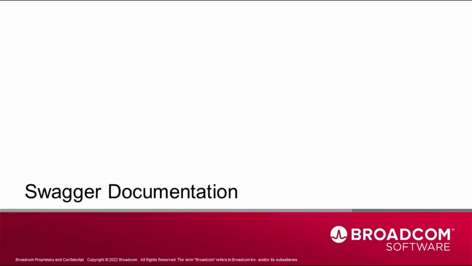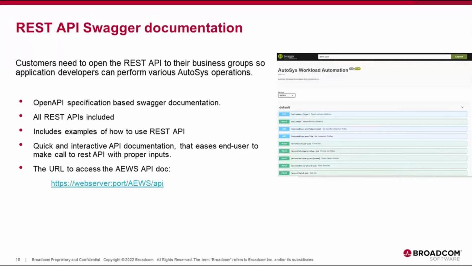Next topic is Swagger documentation. As more and more customers want to open up the AutoSys REST APIs for various operations to their application groups, we've received some enhancement requests to expose the REST APIs through Swagger. Swagger makes it much easier to use REST APIs, exposing the APIs in a standard, easy to use format.